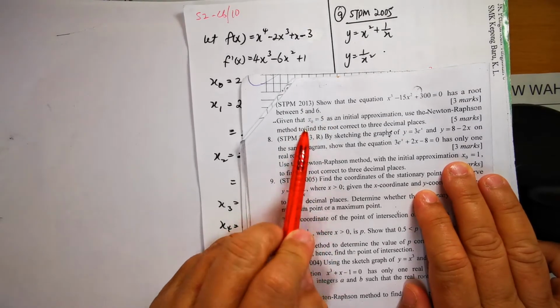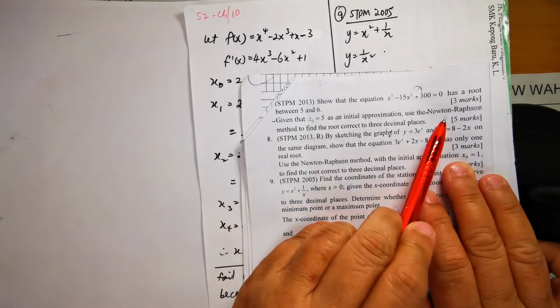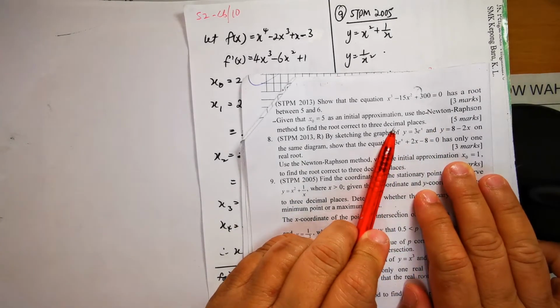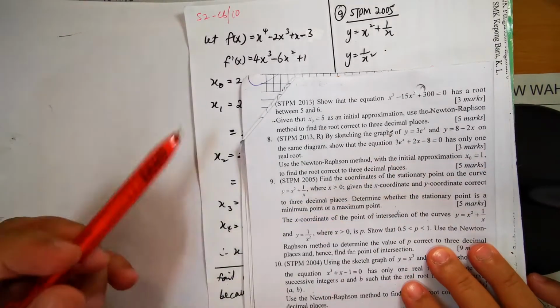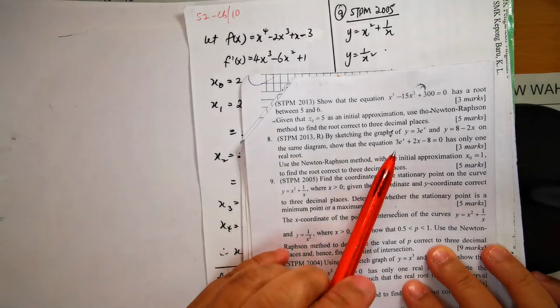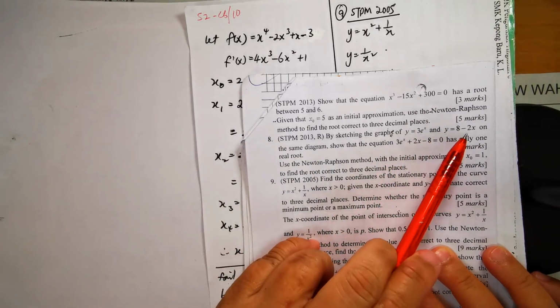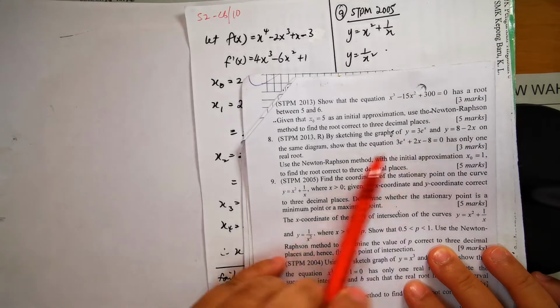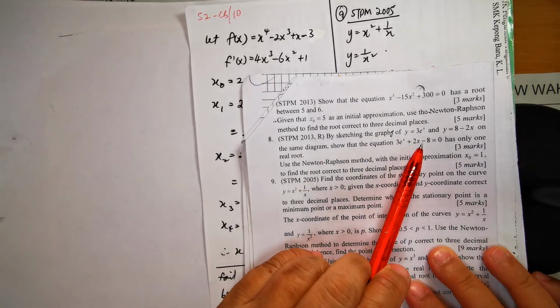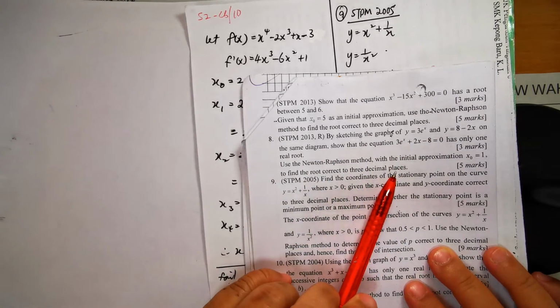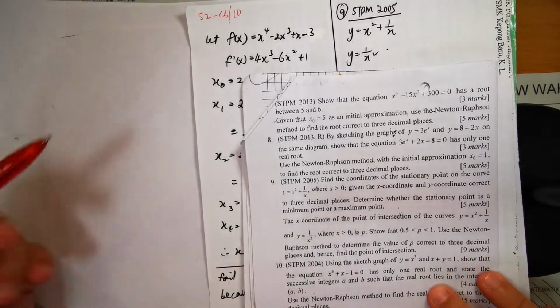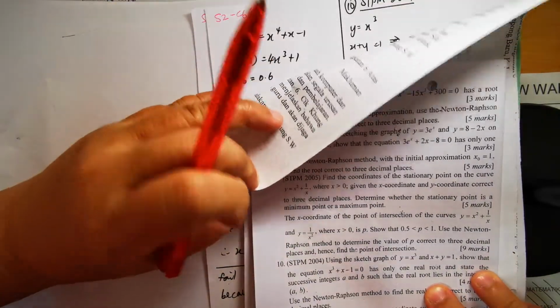Then given x0, the initial approximation, use the Newton-Raphson method, to 3 decimal places. Very common question. Okay, question 8 also. You need to sketch the graph, but a very simple graph. This is 3e^x, this is 8 minus 2x, on the same axes. Then show it has only 1 real root, then use the Newton-Raphson method. It just repeats the same thing.